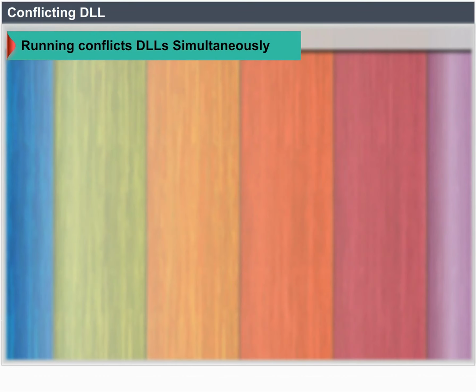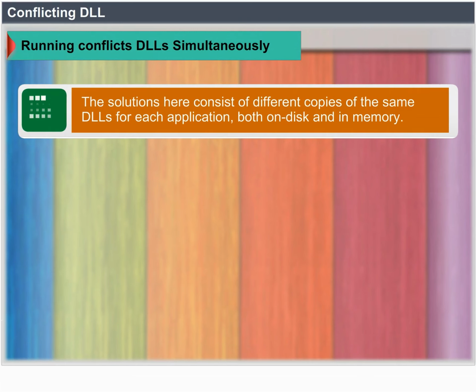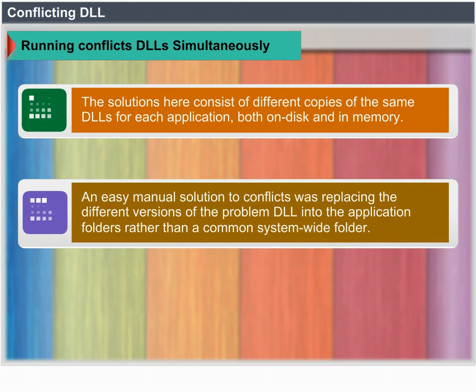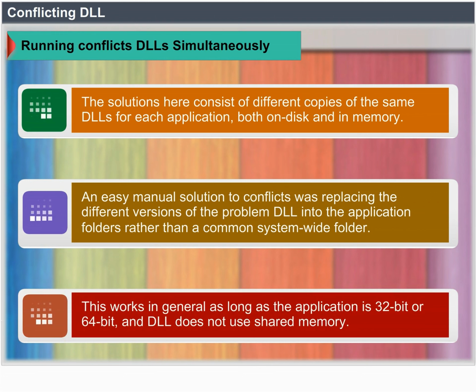Running conflicting DLLs simultaneously. The solutions here consist of having different copies of the same DLLs for each application, both on disk and in memory. An easy manual solution to conflicts was placing the different versions of the problem DLL into the application folders rather than in a common system-wide folder.